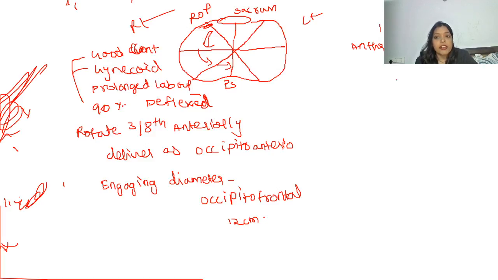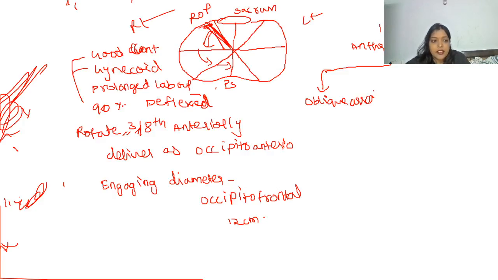what are the other possibilities which we have? It doesn't rotate anywhere at all. It stays here. See, some of the babies are very lazy. They are like, who the hell will rotate 3/8 anteriorly? And they don't rotate anywhere, and they just stay there. So that is called oblique arrest. Right? What will be the mode of delivery for oblique arrest?